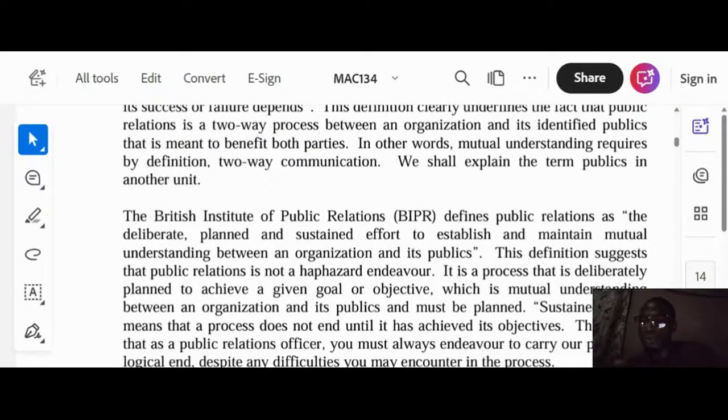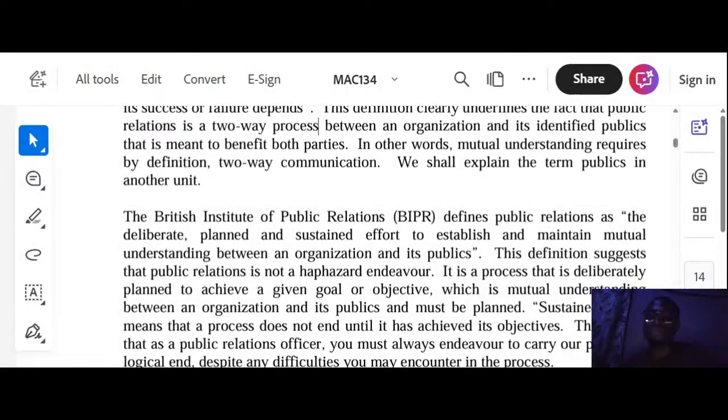Once you see those words, you are talking about the British Institute of Public Relations. They said that public relations can be seen as a deliberate, planned, and sustained effort to establish and maintain mutual understanding between an organization and its public. To use mutual, that's kind of two-way things.